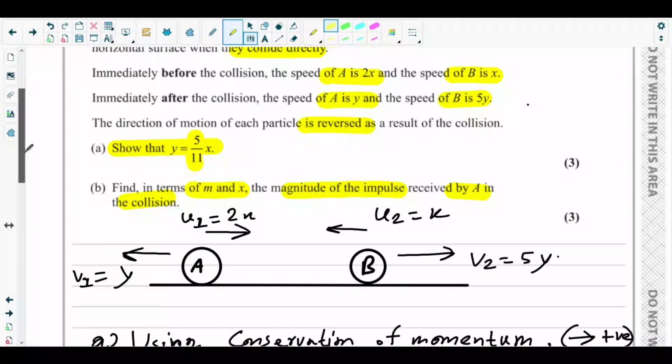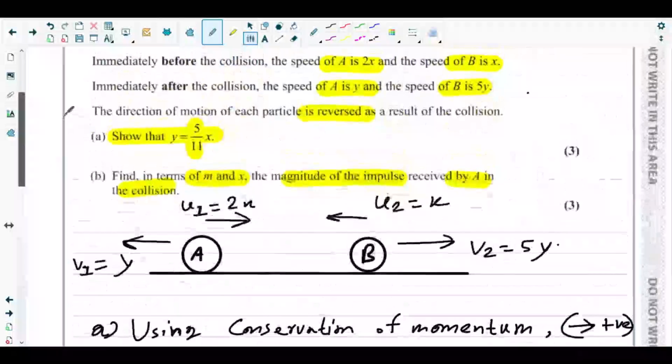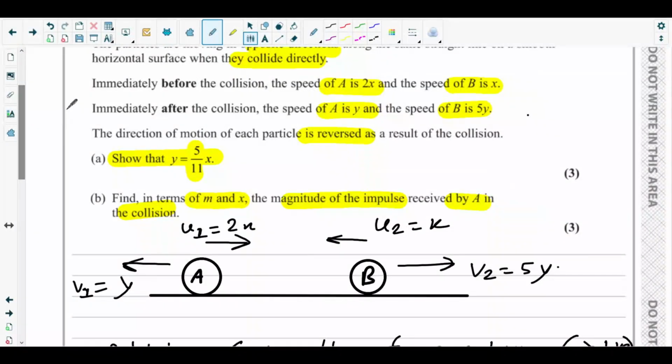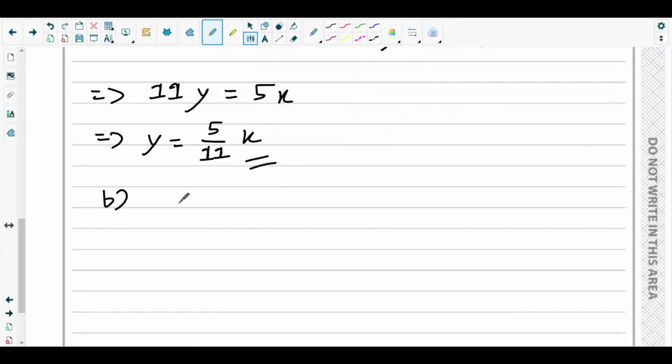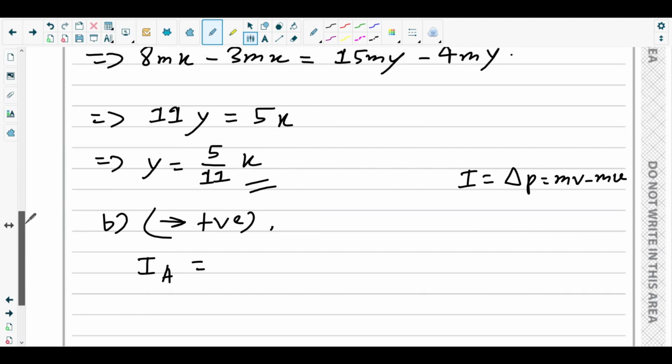Impulse is a vector quantity because impulse is the change in momentum, and change in momentum is a vector. So since it's a vector quantity, at the beginning you need to consider the direction which you took as positive. We took to the right as positive, so the right direction will remain positive. So impulse on A, I of A, is change in momentum, delta P, which is mv minus mu. Remember, since this is a vector, direction matters.